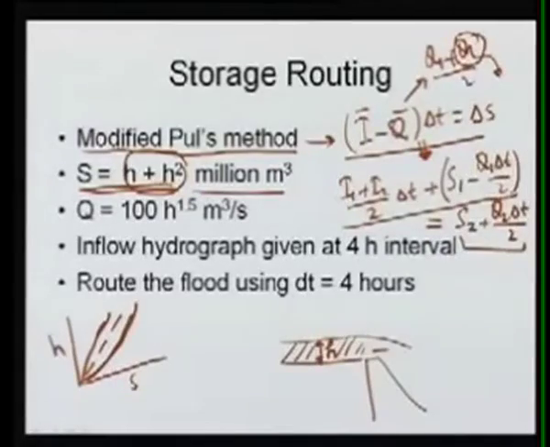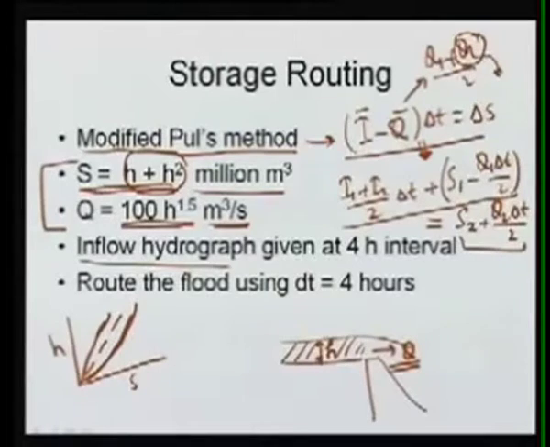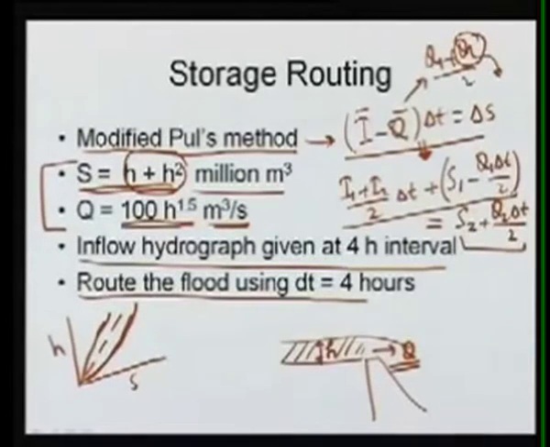Similarly, the outflow Q will also depend on h, and we have assumed generally it varies as h to the power 3 by 2. So we have assumed that Q is equal to 100 h to the power 1.5 meter cube per second. So suppose this data is given to us that S and Q vary with h as these given functions. The inflow hydrograph is given at 4-hour intervals, and now we want to route the flood using a delta t of 4 hours.